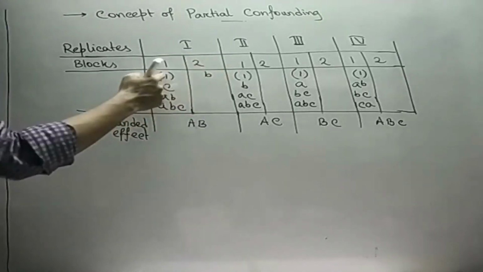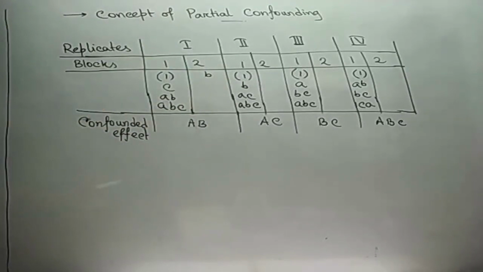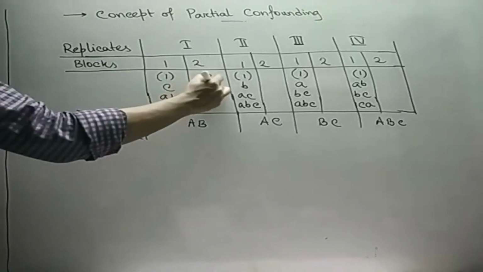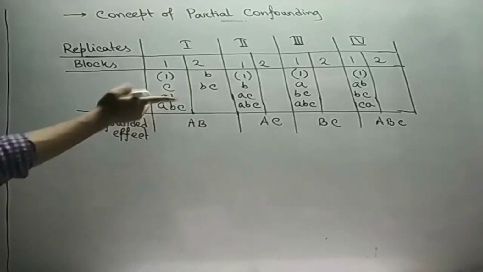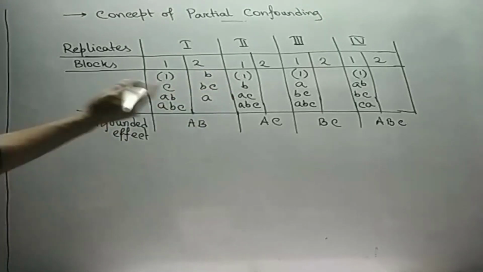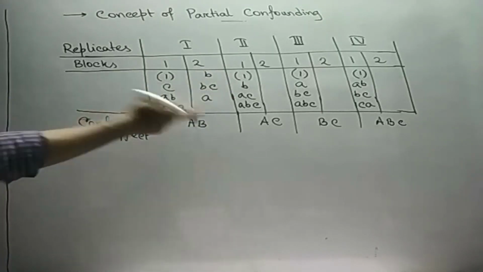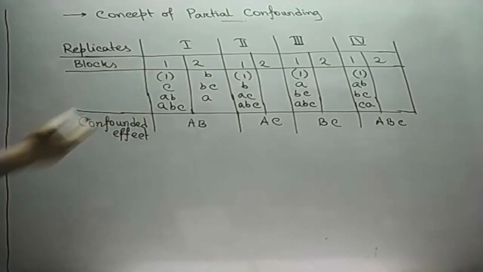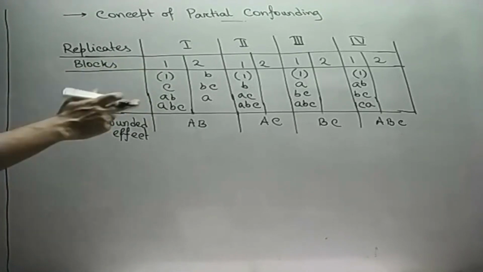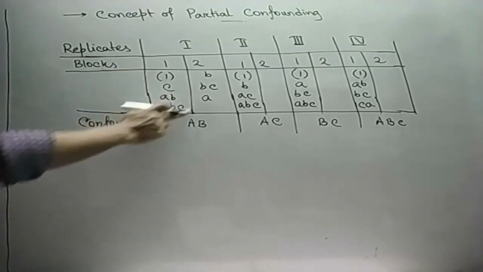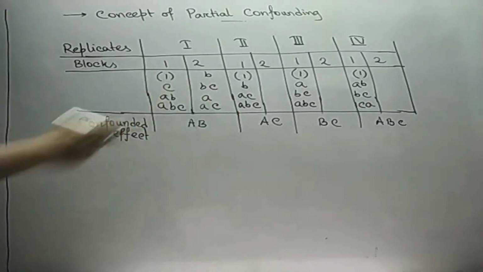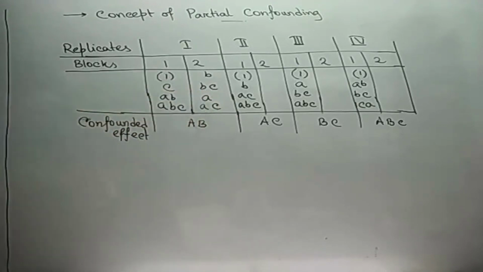If we multiply 1 by B, we get B. If we multiply C by B, we get BC. If we multiply AB by B, that will be A. Why is it A? AB into B is basically AB square, but if we get a square term, that letter vanishes, so only A remains. Now if we multiply ABC by B, we get AB square C, which gives AC.